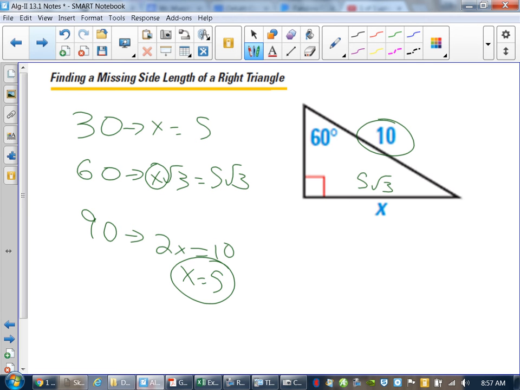Granted, hopefully as you knock the cobwebs out of your brain from last year, you'll be able to look at that and say, oh, it's going to be 5 root 3, and you can go on from that way. But if you forget, this little algebra trick is a nice little thing to use.